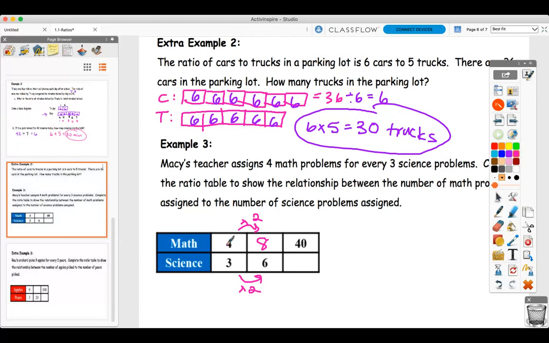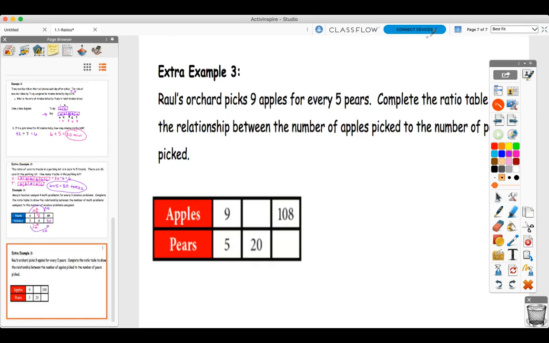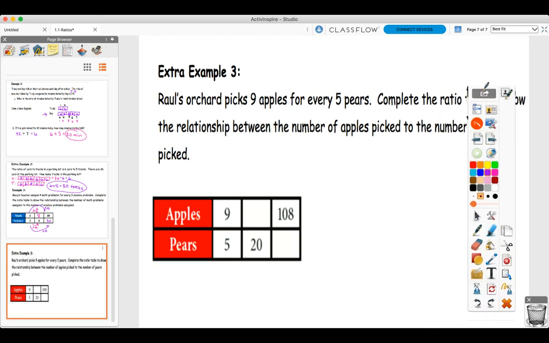And then look at the 4. What are you doing from 4 to 40? You're multiplying by 10. So that means you got to do the same thing to the bottom. Multiply by 10 and you're going to get 30. So you're just completing the table. All right. And one more example after this. Try to do it on your own. See if you get it right. Then watch to see if your answers match.